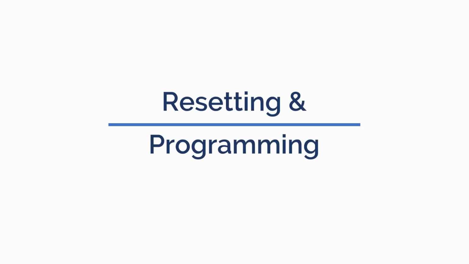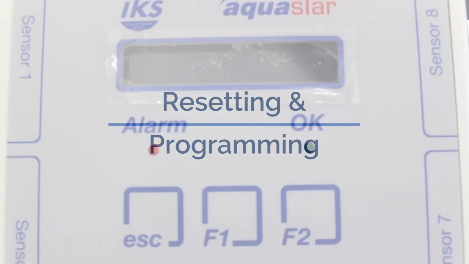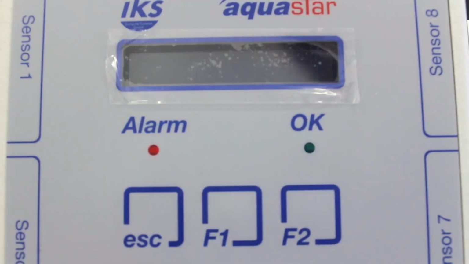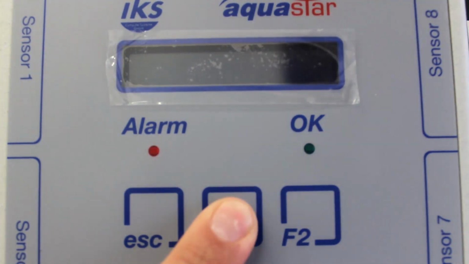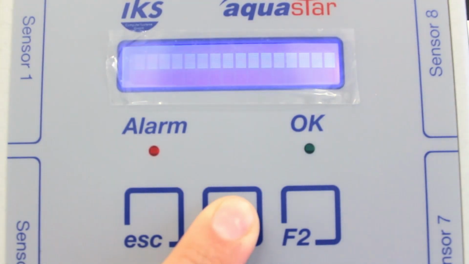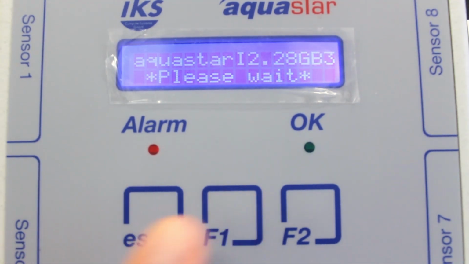Before you start using and manipulating the equipment, it is always advisable to have a reset to erase all programming and return the system to its original condition. To do this, first unplug the Aquastar from the power supply. Then, press and hold the F1 key. Reconnect the power supply keeping the F1 key pressed. The following message will appear on the display. Press the F1 key again and wait for a few seconds until the system has a successful reset.